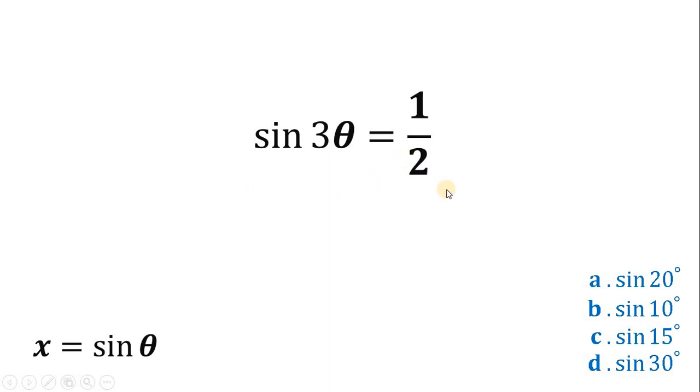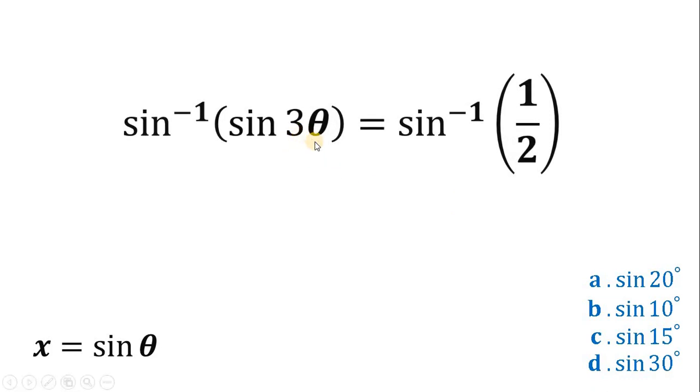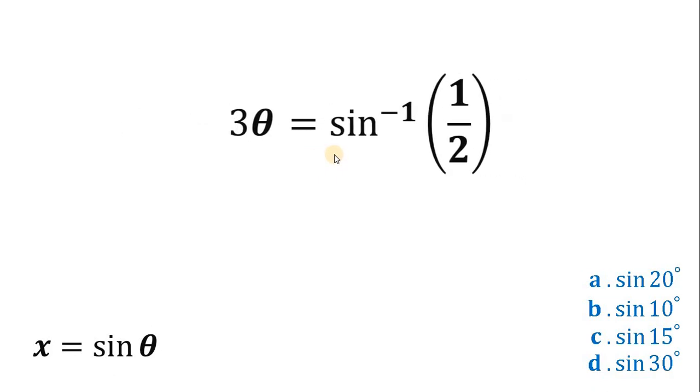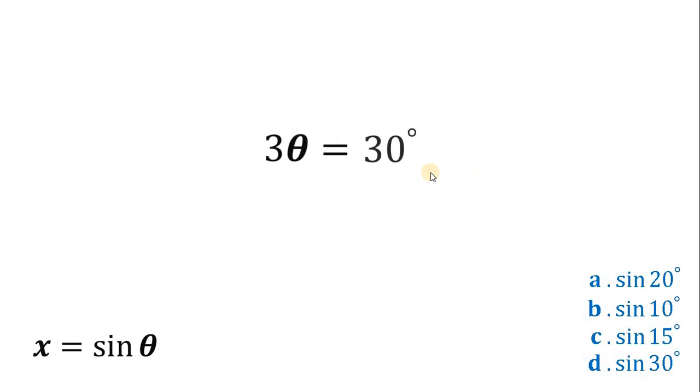Now, at this point, let's take the arc sine on both sides. So, let's solve for this angle theta. Now, arc sine of sine 3 theta is just 3 theta. And arc sine of 1/2 is just 30 degrees. Now, we choose 30 degrees because the given choices are just 20 degrees, 10 degrees, 15 degrees, and 30 degrees.